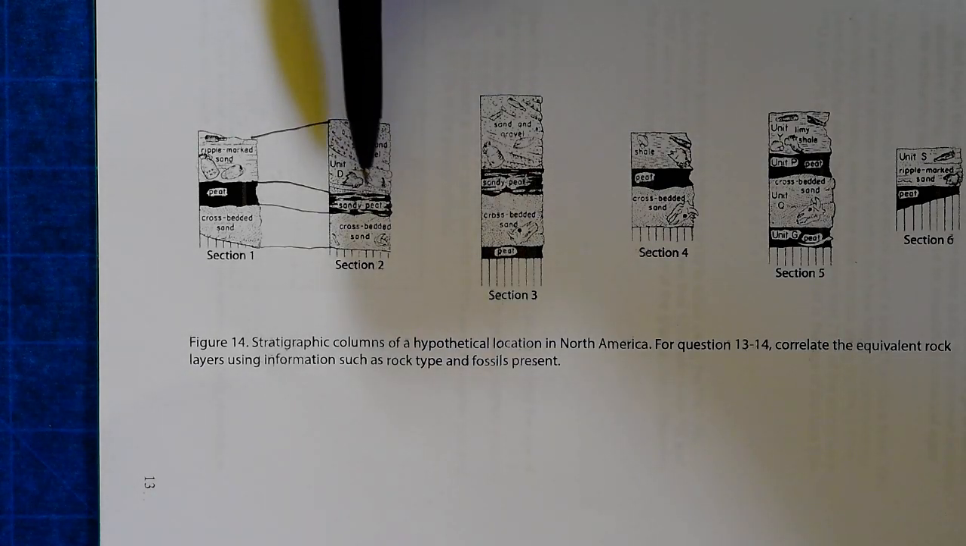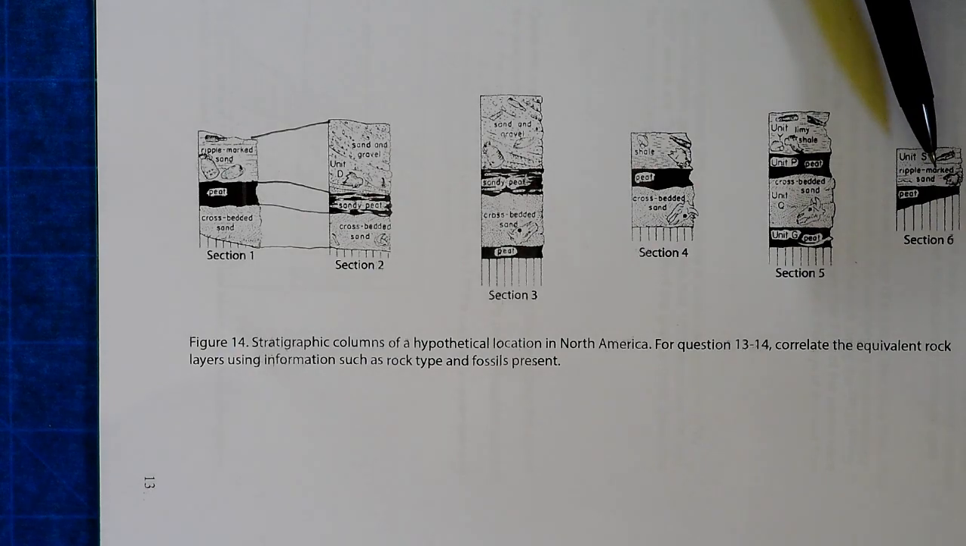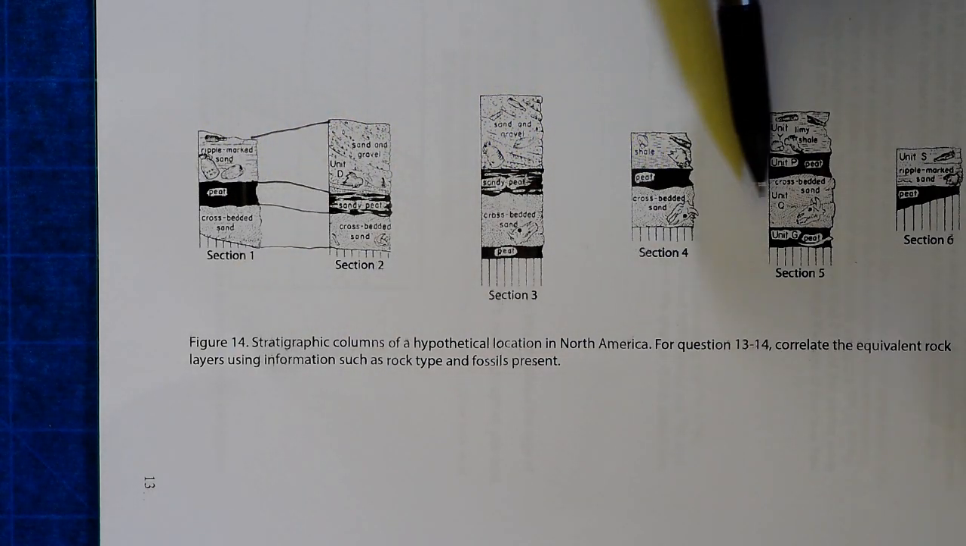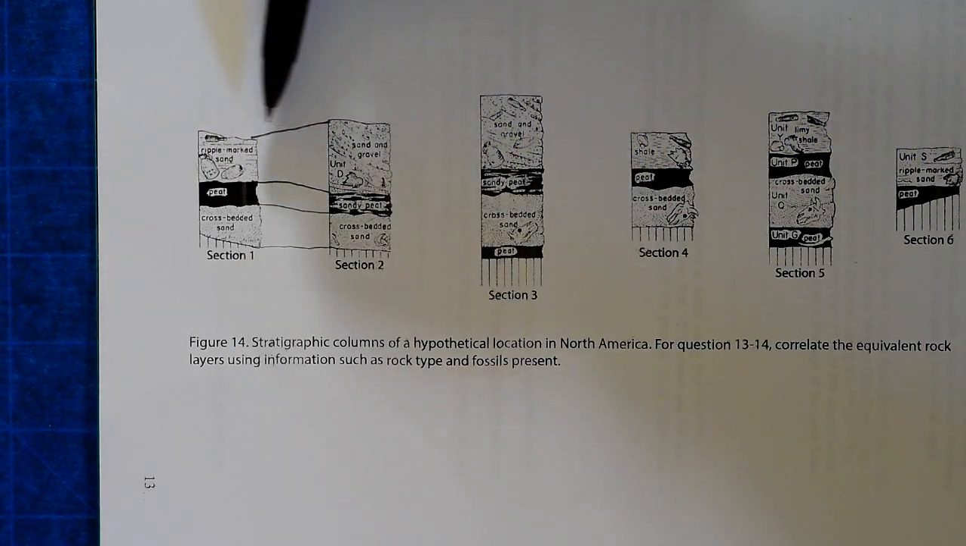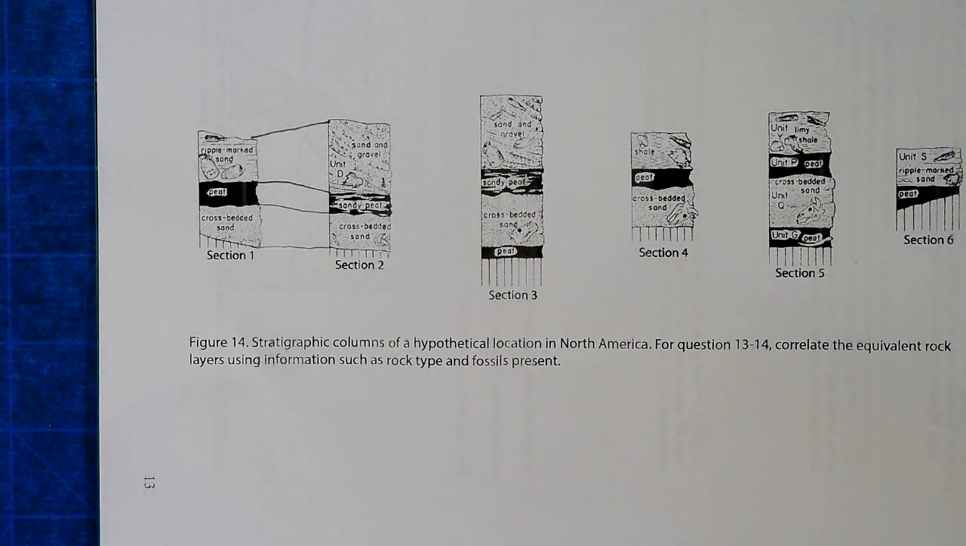And then you will go from section 2 to section 3 and do the same thing. And then eventually you'll have worked your way across the whole area, telling me which rocks are equal to each other based on rock type, bedding type, fossil composition, and so on.